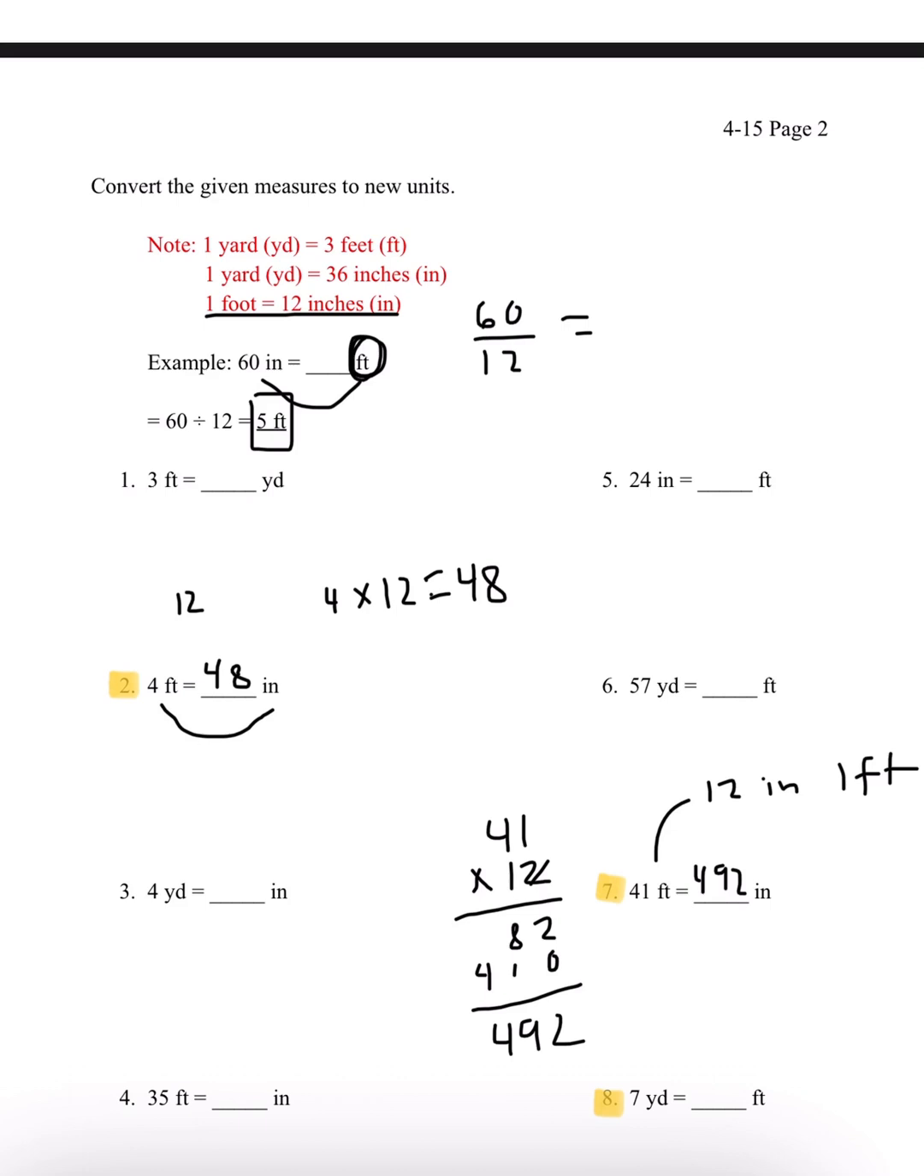Lastly, number 8, 7 yards equals blank feet. We're going to be looking at this one. So right now we have 7 yards, but 1 yard equals 3 feet. However, we have 7 right now. So we have to know how many there are going to be when we convert 7 yards to feet. So what we have to do is just do 7 times 3, which gives us 21. So 7 yards converted to feet is going to be 21 feet.